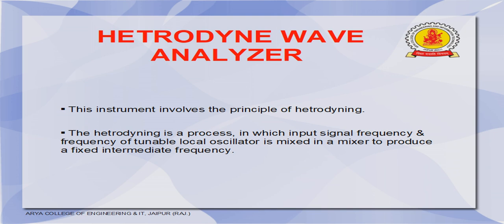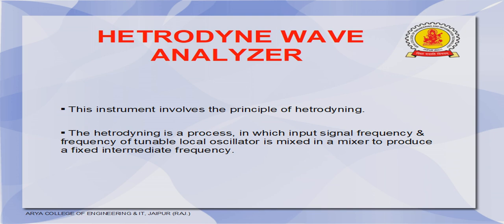Now, how does the heterodyne wave analyzer work? What is its principle? Actually, it works on the principle of heterodyning or mixing. The input signal to be analyzed is heterodyned, or mixed, to a higher intermediate frequency by an internal local oscillator. The signal frequency component shifts into the passband of the IF amplifier because of the tuning of the local oscillator, and the output of the IF amplifier is rectified and applied to the metering circuit.